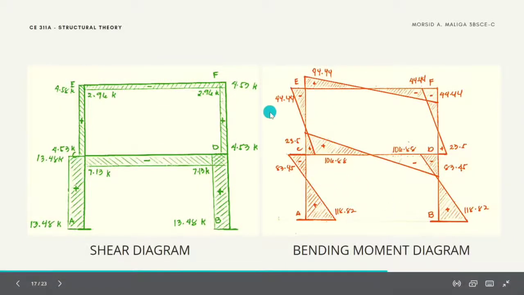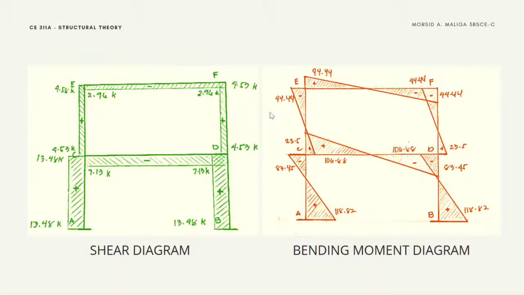So, ayan siya. After solving all those reactions, eto na yan siya yung ating na-draw na shear diagram and bending diagram. So, all of the values na sinolve natin, eto na yung siya ang result niya into as diagram.